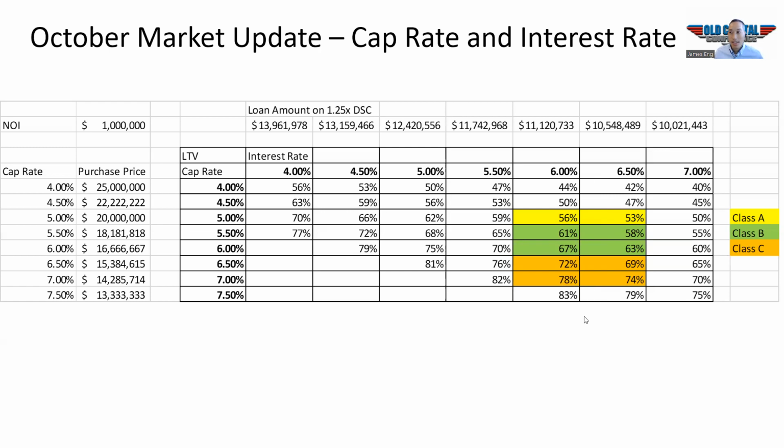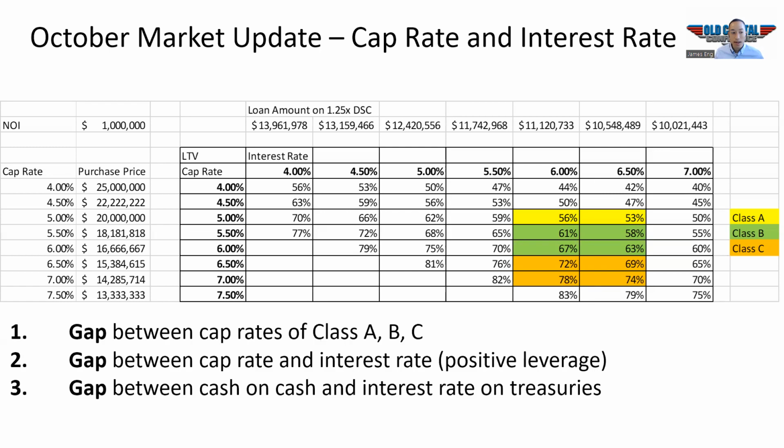So when I say the gap is back, number one, it's the gap between A, B, and C. In 21 and 22, this gap between A, B, and C was like 25 basis points. But now it's increasing probably 50 to 75 basis points at least, maybe even 100 basis points between A, B, and C. So the gap between classes is coming back.